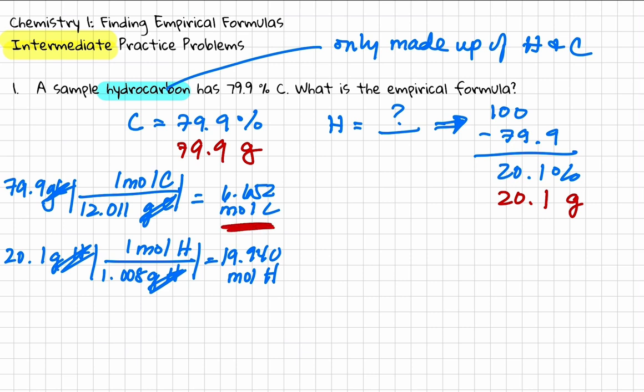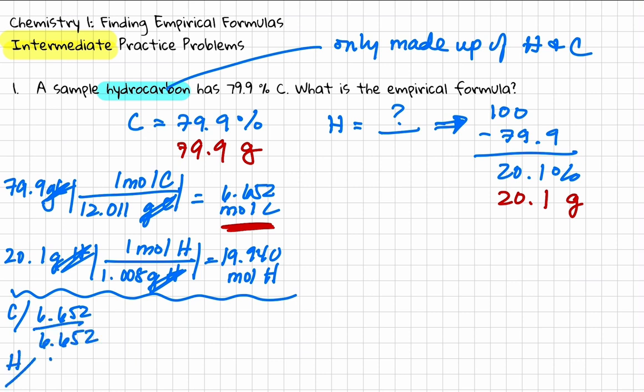So now I'm going to do 6.652 divided by 6.652. And then for hydrogen, 19.940 divided by 6.652. That's one. And then for hydrogen, it's 2.997, which we can approximate to 3. Therefore, it is CH3.